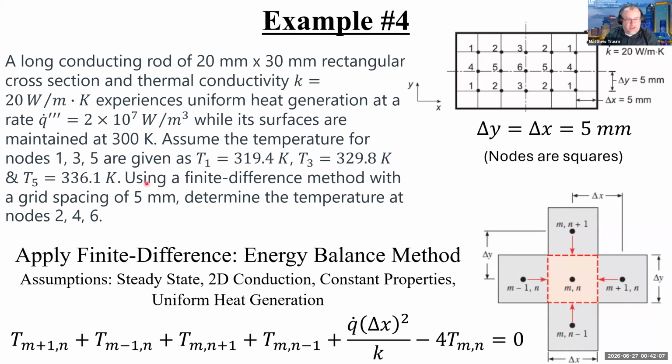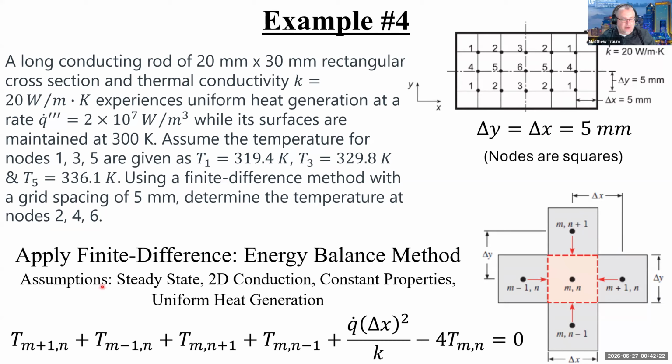Okay, so we're told to use the finite difference method with grid spacing of 5 millimeters, which is already laid out here for us, to determine the temperature of nodes 2, 4, and 6. Okay, so we're going to apply the finite difference method with the energy balance.